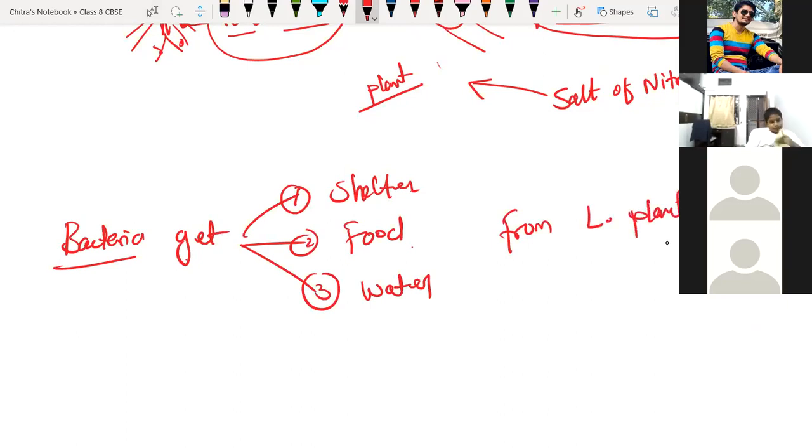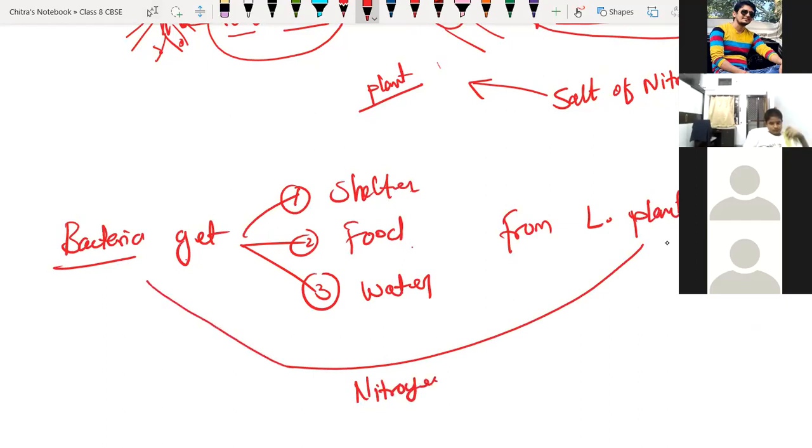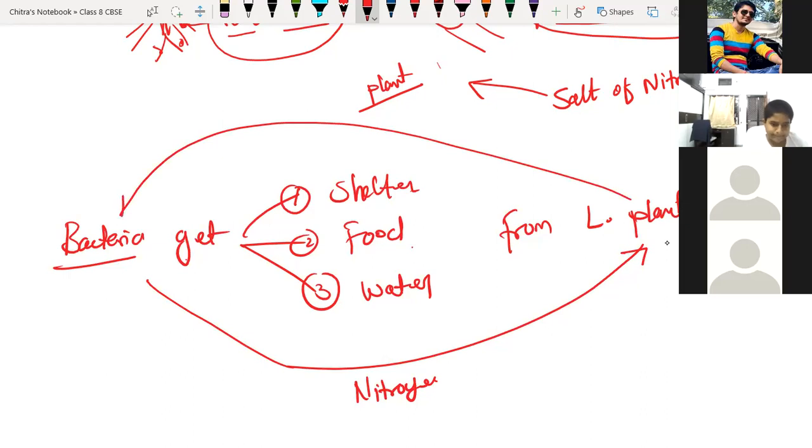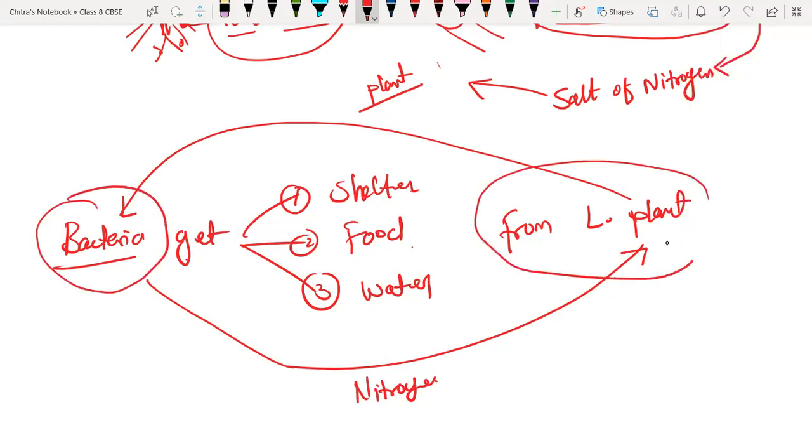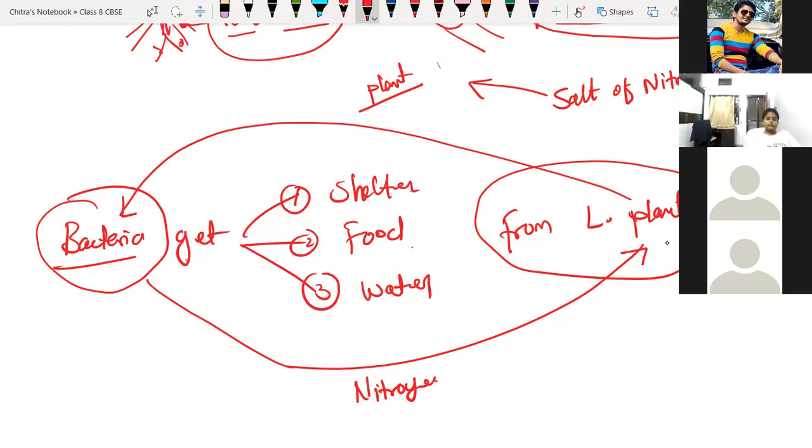Is it or not? So the plant is going to provide benefit to the bacteria, and the plant is getting nitrogen from bacteria. Is it or not? Do reply. Yes. So here bacteria is getting benefited by the plant, and the plant is getting benefited by the bacteria. So these two different species, bacteria and leguminous plant, provide benefit to each other.